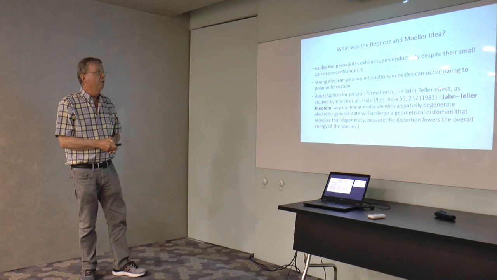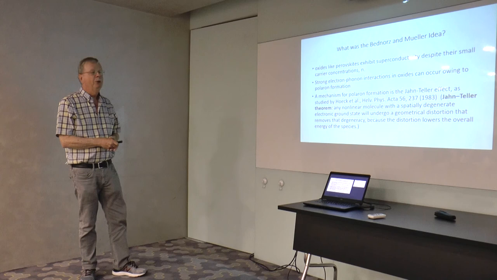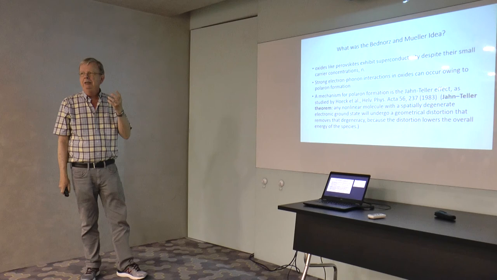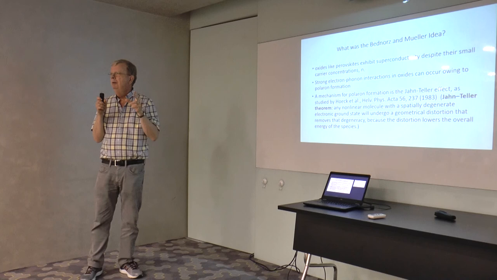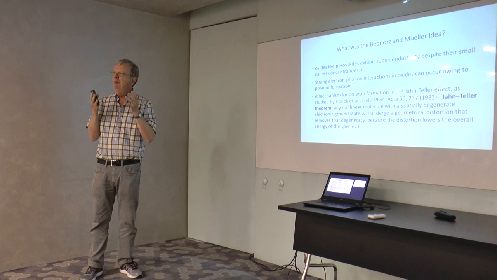Bednorz, well actually Mueller, was saying, I'm not going to go look for high densities of states. I'm going to look in another nook and cranny in material space. Further from their paper, strong electron-phonon interactions in oxides can occur owing to polaron formation. So everyone that studied the discovery of high TC remembers that Mueller's theory was that polarons were going to give high TC strong coupling. So let's talk about his theory. Remember, it's wrong. They looked in the right place for the wrong reason and made the discovery and got the Nobel Prize. So just remember, you don't have to be all right. You just have to be partially right. Okay?